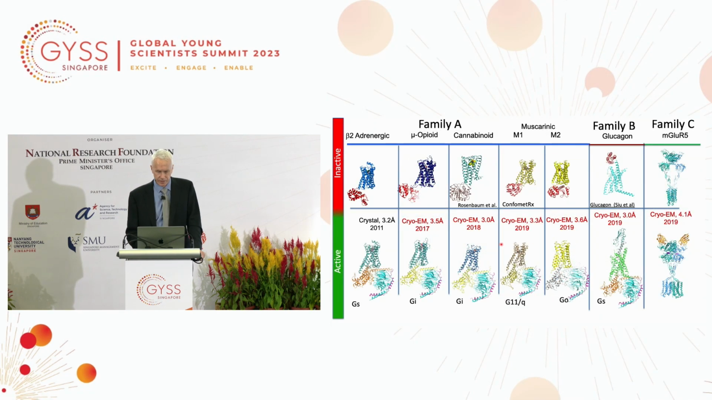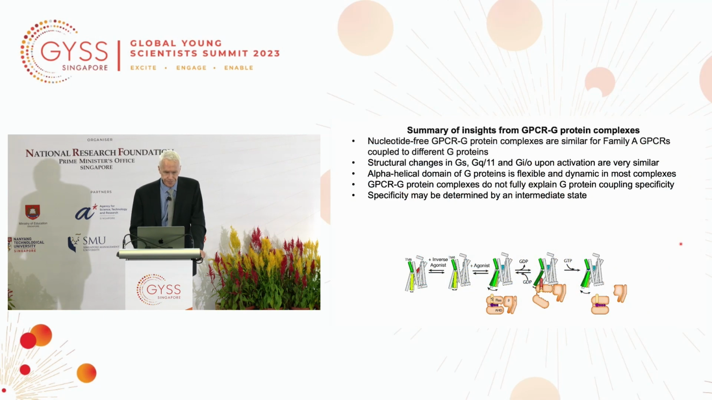So having access to now cryo-EM, we were able to obtain a number of other receptor G protein complexes, and it turns out that they're all pretty much the same. They have the same conformational changes in the receptor, very similar, if not the same conformational changes in the G protein. The only difference being family C, which are really quite different, and I don't have time to talk about that. So what have we learned?